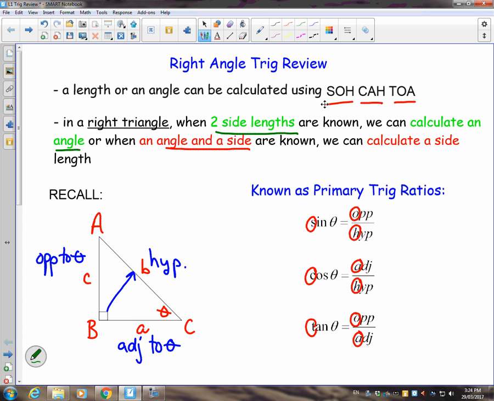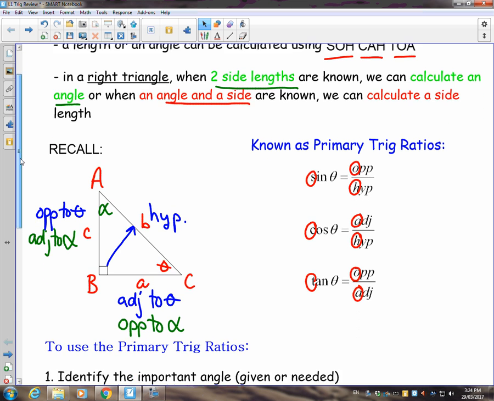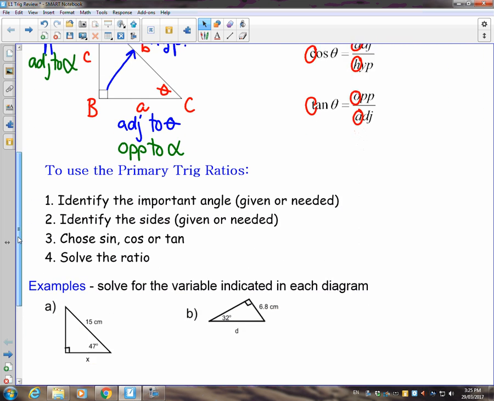But if I switch my angles and I look at angle alpha, I believe that is, then this is opposite to alpha, and this is adjacent to alpha. So opposite and adjacent depend on what angle you're looking at in the diagram. The hypotenuse is always in the same location, across from the right angle. So that's important information when you go to use those formulas.